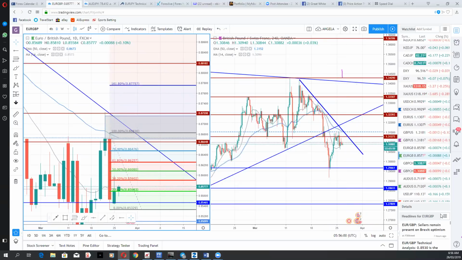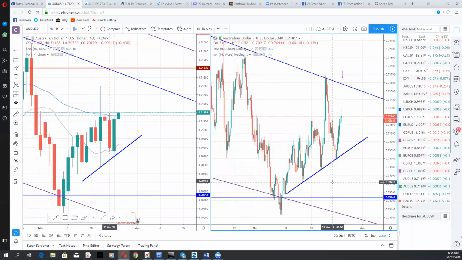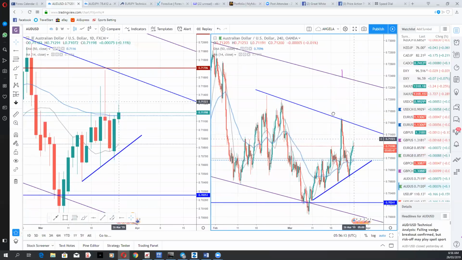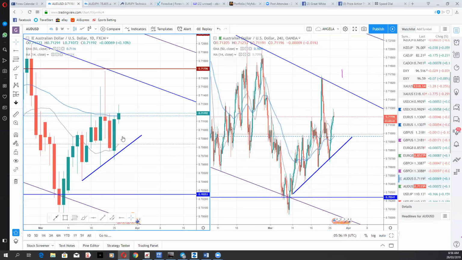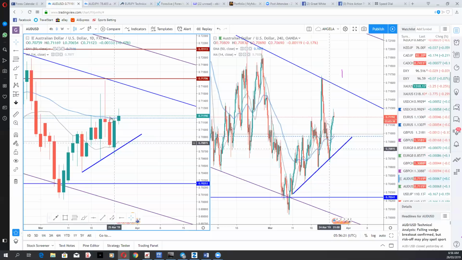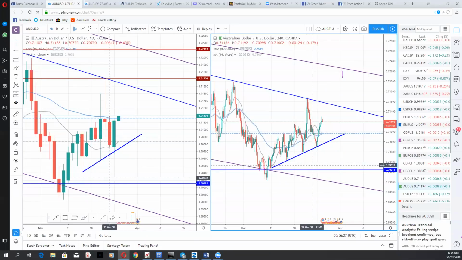So the next pair we'll be looking at is the AUDUSD. Looking at the AUDUSD, price bounced off this support trend line of the daily, and it has created a bullish engulfing candle, as you can see. So how is this going to be played?